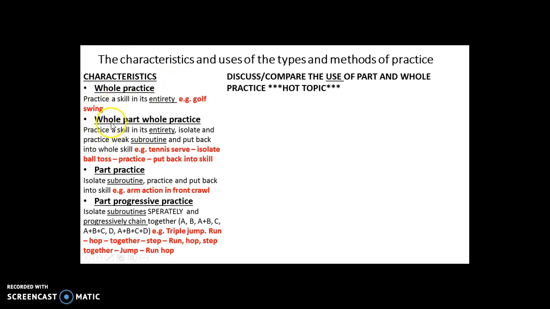On top of that, whole part whole practice. So when you're looking at this one, you practice a skill in its entirety, but now you've got a part. So what happens there is you isolate and practice weak subroutines.